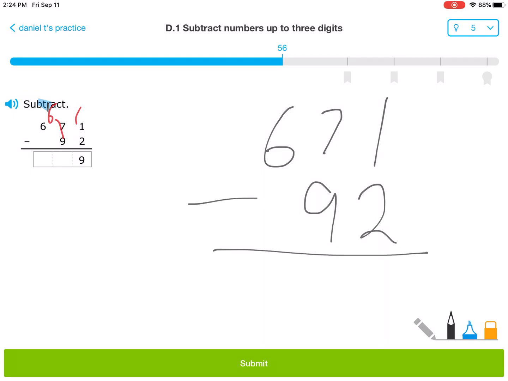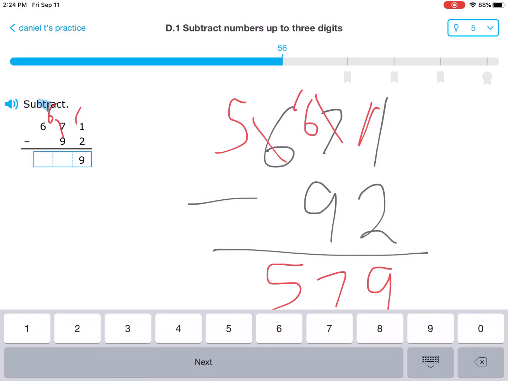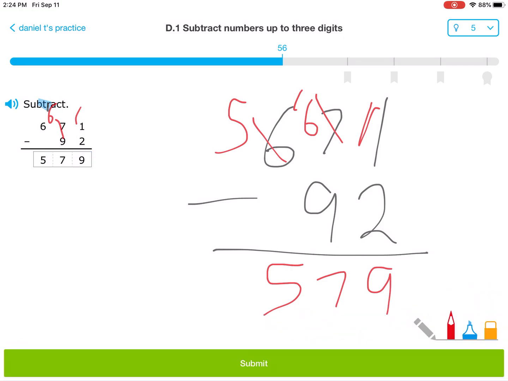11 minus 2. So 1 minus 2 you can't do, so you're going to make that 6. You're going to make that 1. 11 minus 2 is 9. 6 minus 9 I can't do, so I'll make that 16. And then I'll make that 5. 16 minus 9 is going to be 7. And bring down the 5, and I'll end up with 579.